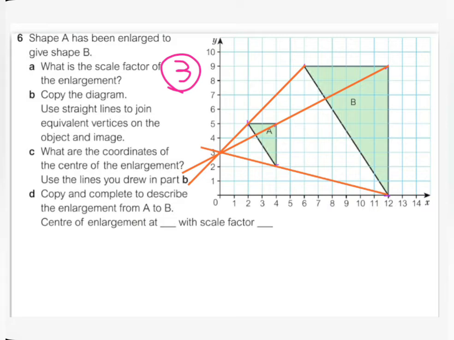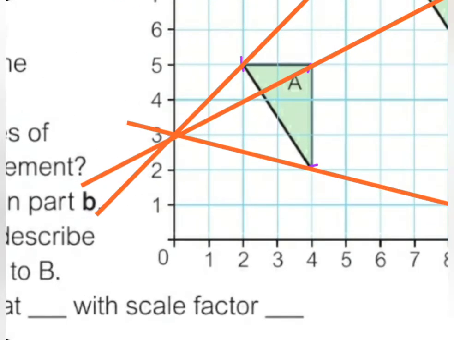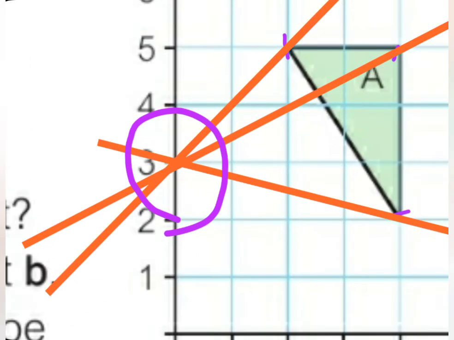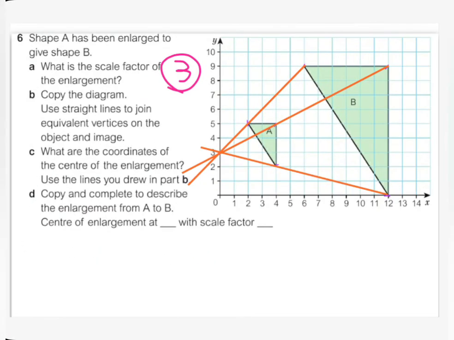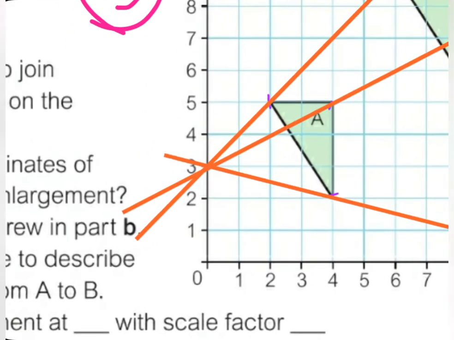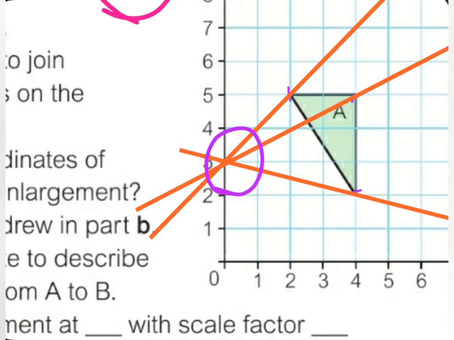Now, as you can see here, the lines meet up in one point. You can see it here. The lines meet up together in one point. We will talk about this point now. Question C, what are the coordinates of the center of enlargement? Use the lines you drew in part B. Now, the point that they meet in, the coordinates of this point, this is the center of enlargement.